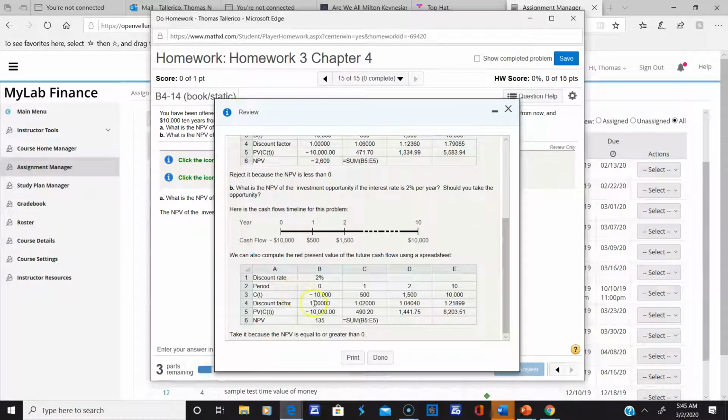And here's B for 2%. All they did was change this to 2%, but everything else remains the same. And you can see it comes out positive here. Now, they actually did the present value by hand. They could have used the NPV function in Excel. I don't know why they did it this way, but we could have used NPV and done this, basically.